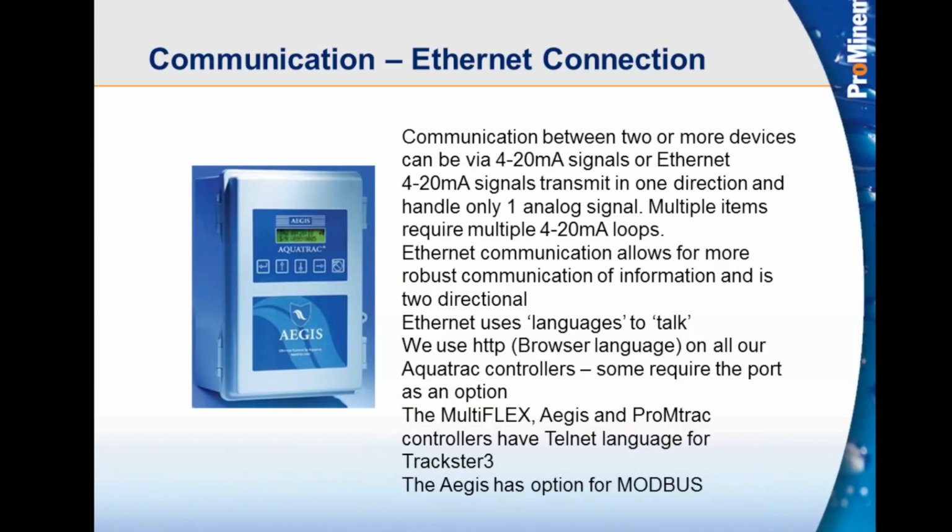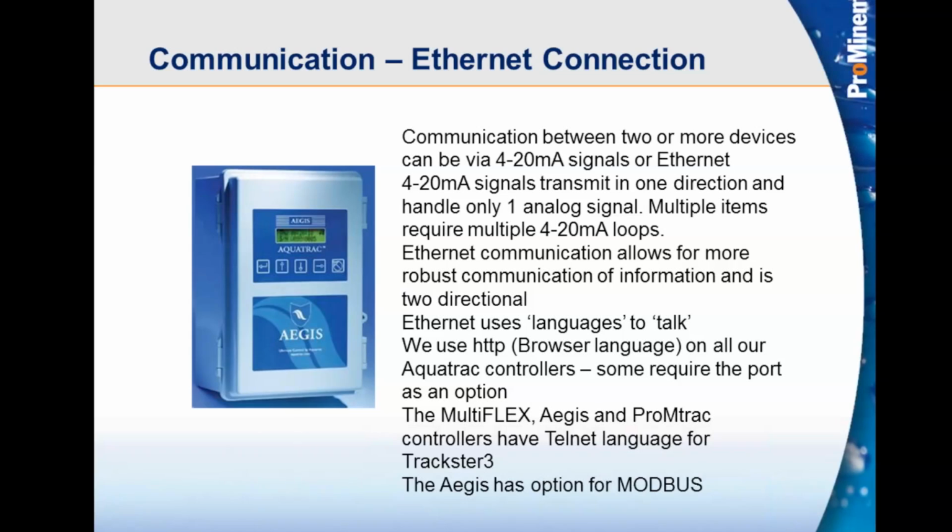So if you have pH, conductivity, and ORP signals, and you want to send them to someplace else, you want to control a pump, or you want to send it to the plant DCS, each signal that you send has to have its own 4 to 20 milliamp loop. It's only one direction. It sends the conductivity value to the DCS or to the pump or to the valve. Ethernet communication allows for more robust communication of information and is two-directional. So devices can pass information back and forth.